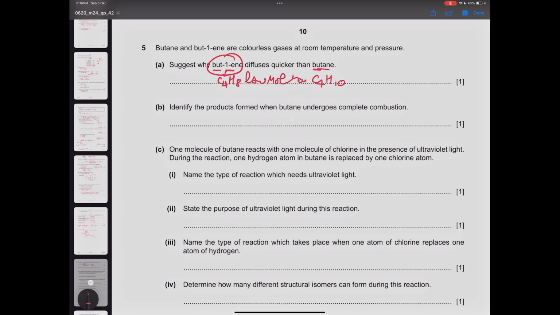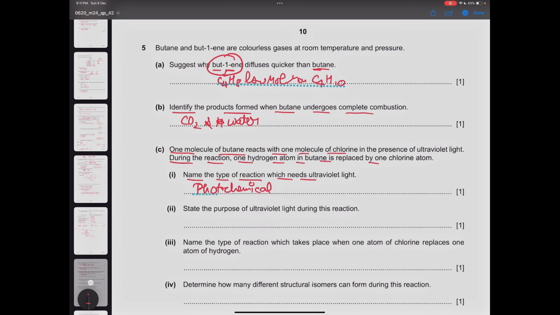Identify the product formed when butane undergoes complete combustion. Complete combustion, so we know that CO2 and H2O are formed. So just mention CO2 and water. One molecule of butane reacts with, alright. During the reaction, one hydrogen atom in butane is replaced. Alright, this is substitution. Name the type of reaction which needs ultraviolet light. Now, what kind of reaction needs ultraviolet light? Photochemical reaction. So just mention photochemical.